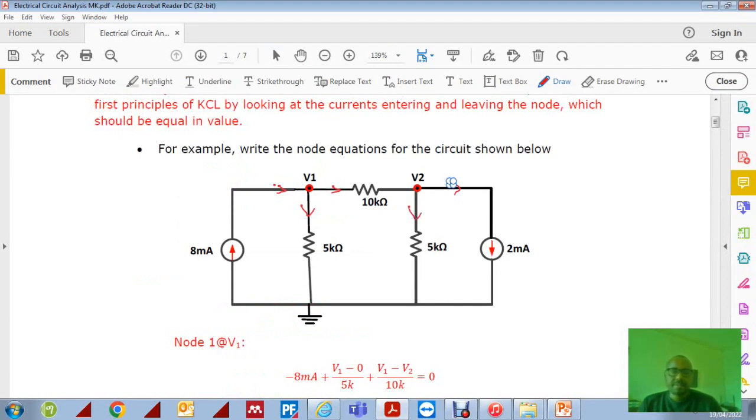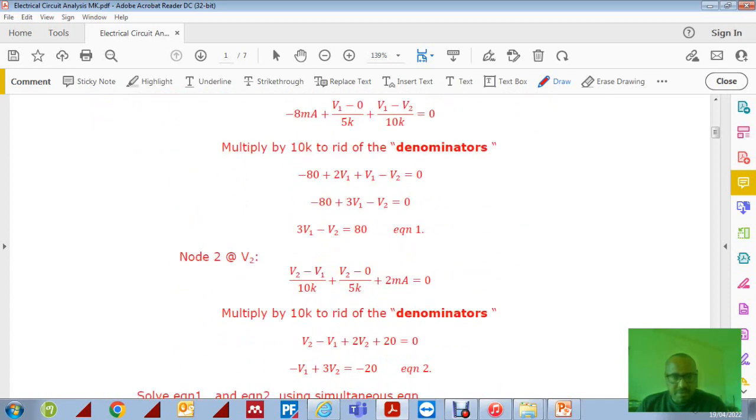So, of course, we don't care about the direction for the resistances, such as V2 minus V1 over 10 or V2 over 5, but for the current sources we do have to care about the current direction basically. And then now we have this equation.